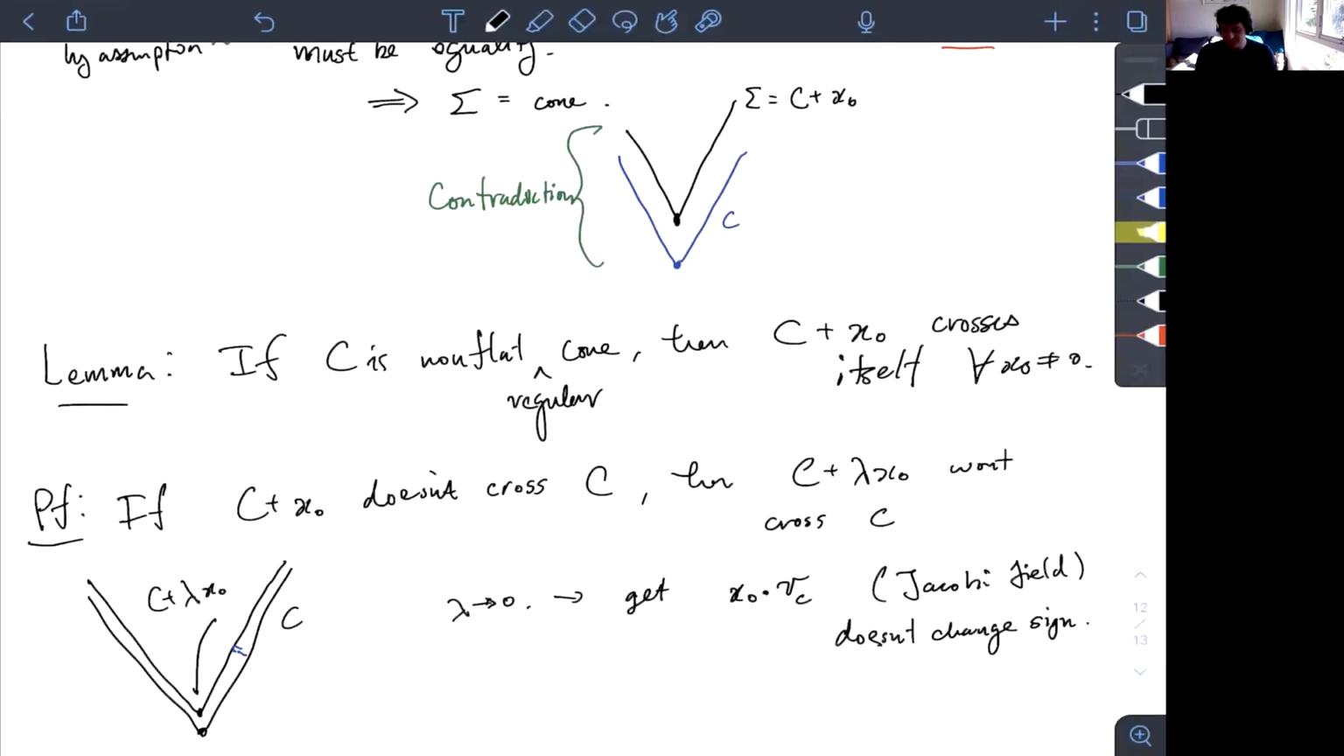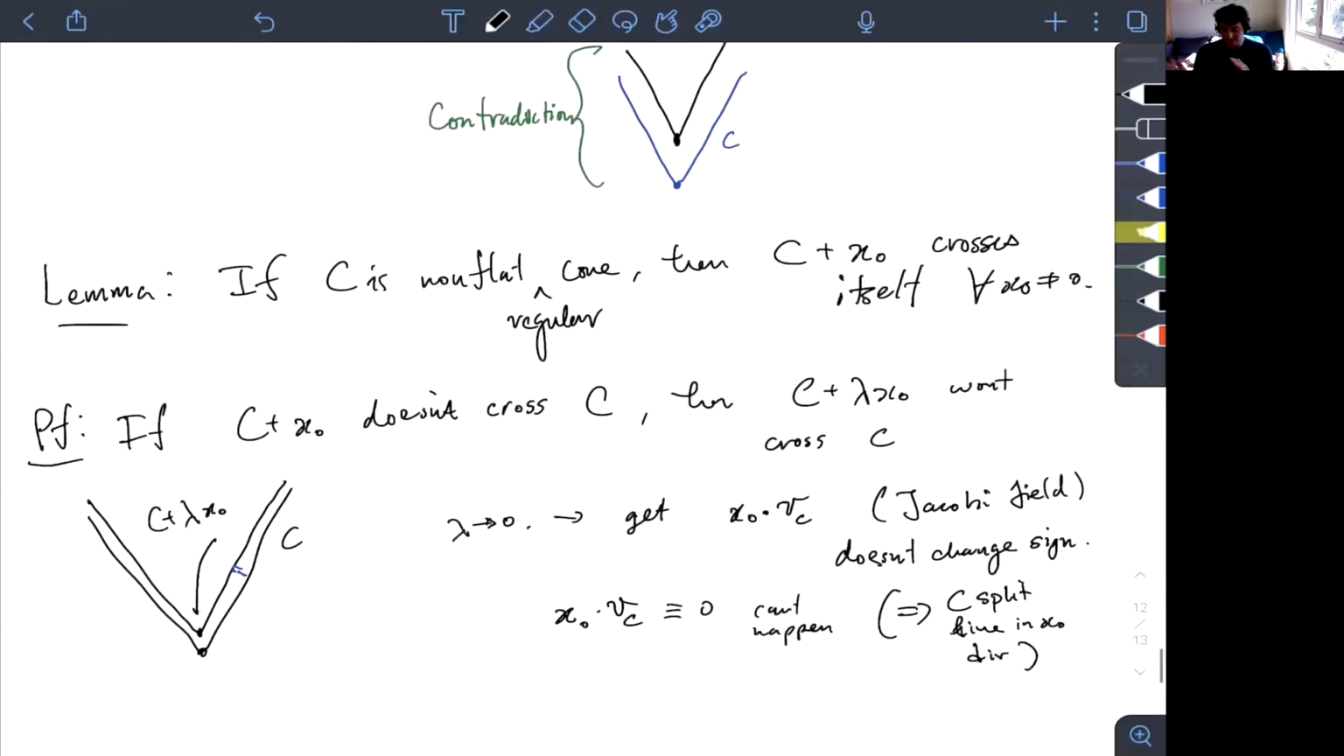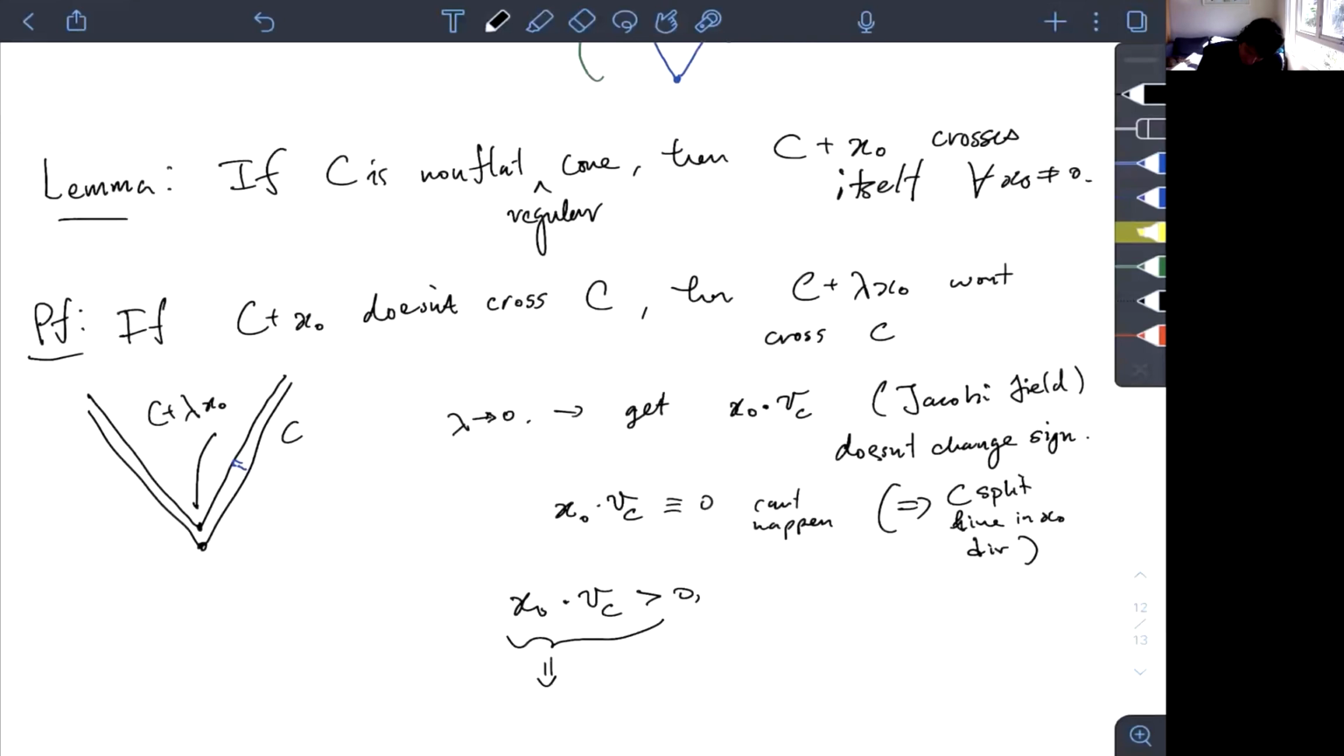Well, you see that this Jacobi field doesn't change sign because it came from one-sided convergence. So it can't happen that x naught dot nu C is always 0, because you can show that this would imply that C splits a line in the x naught direction. So we have this Jacobi field, it doesn't change sign, and it satisfies some elliptic PDE, so let's assume that it's positive. But at this point, we're basically done, because this means that C is a graph.